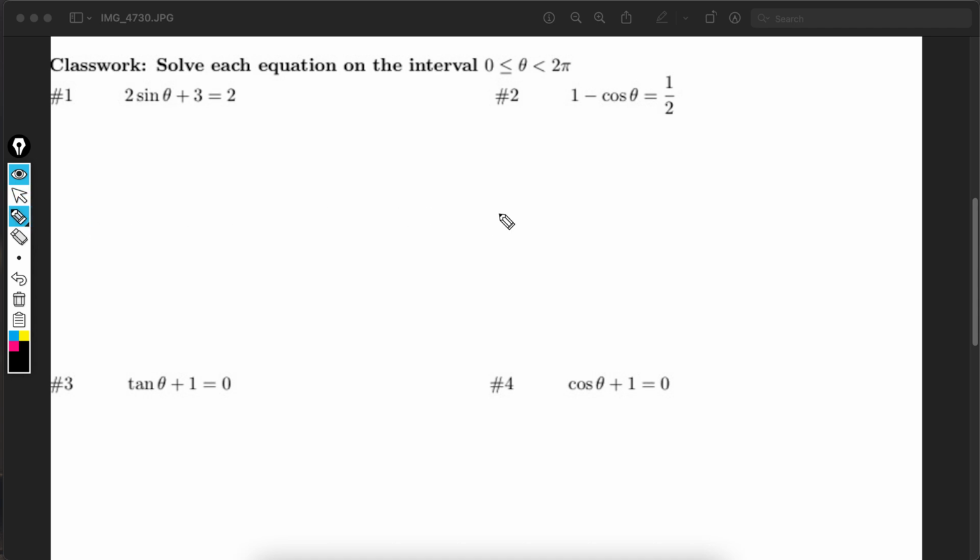Okay, let's get a couple more of these done. So we have 1 minus x equals 1/2. Once again, I do it this way.